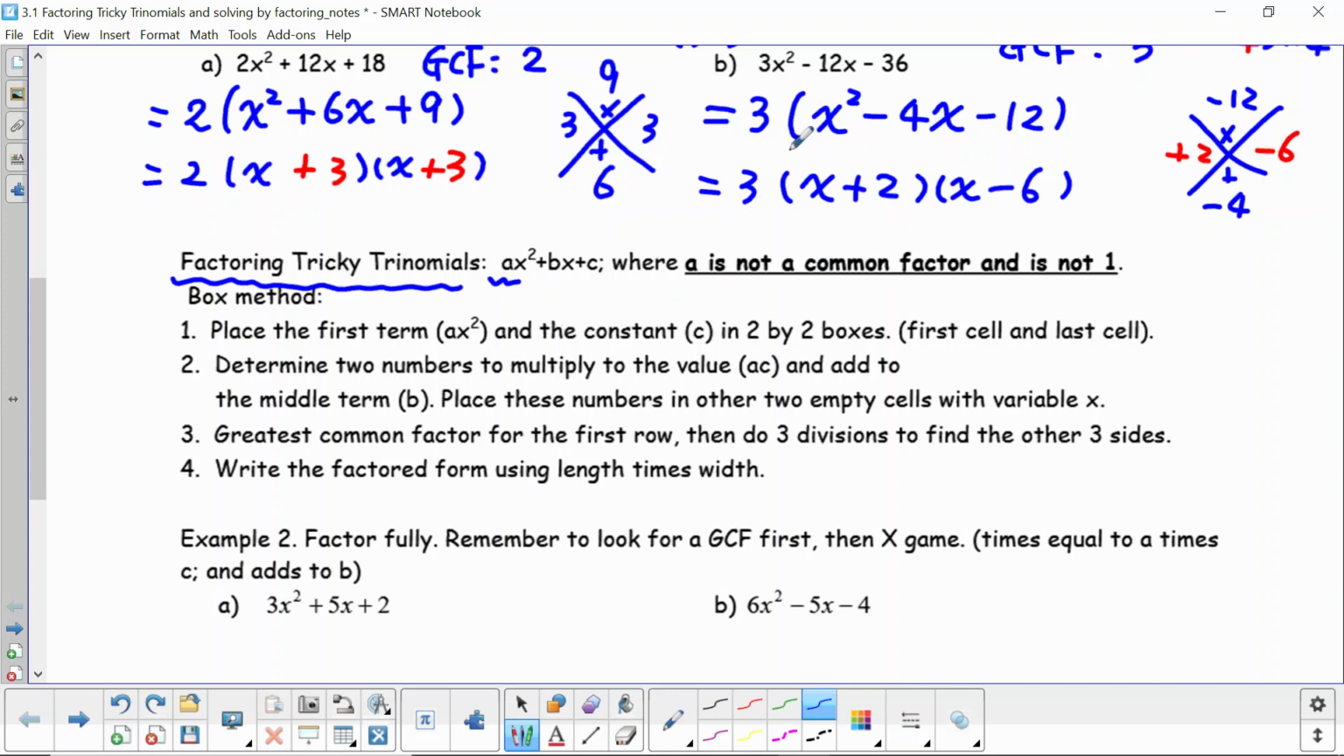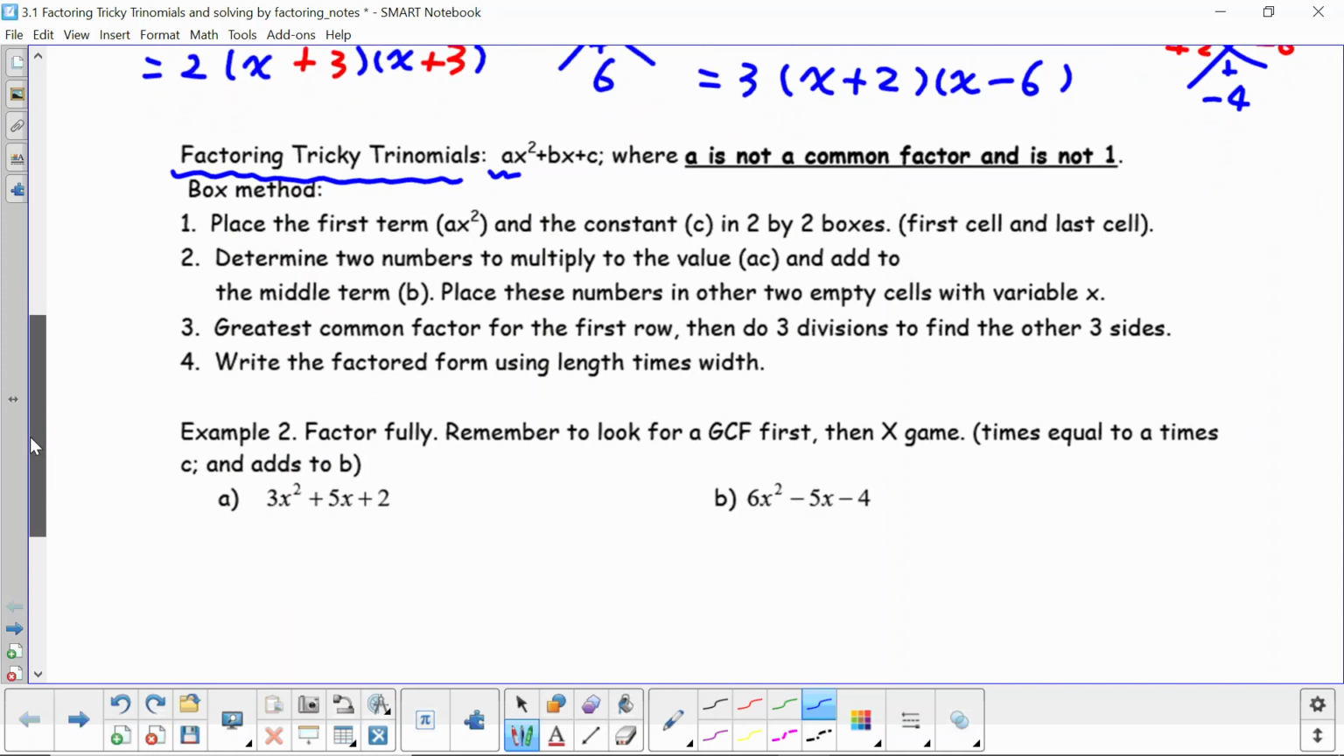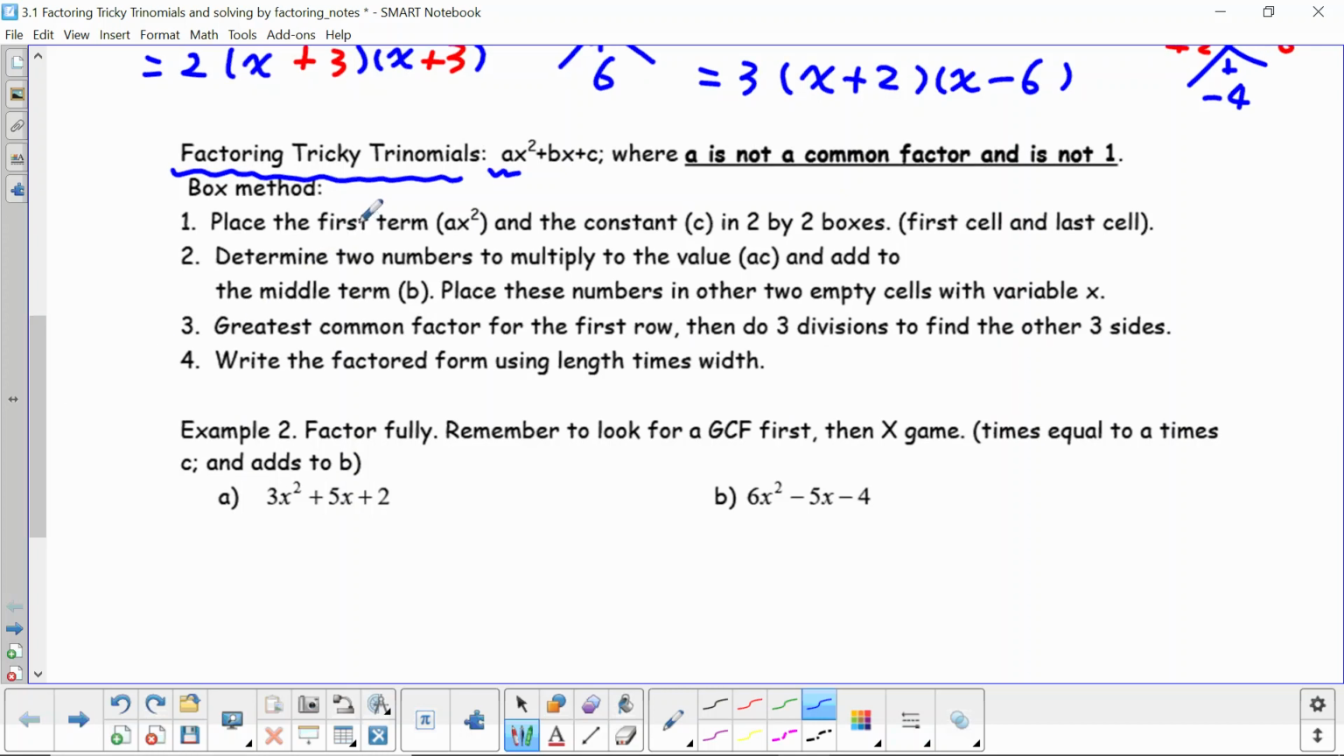And today we are going to see the case where the number at front you cannot factor out. And how are we going to do it? We are going to do the X game.